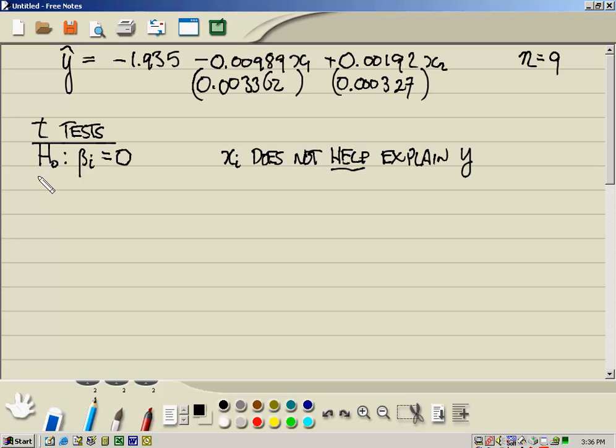And down the way we will try to explain why help. Alternatively, the particular beta sub I is not 0, which means that x sub I, its x variable, does help explain the y.